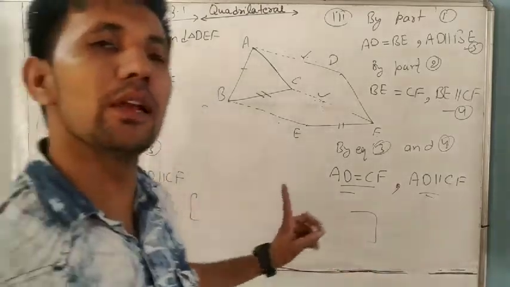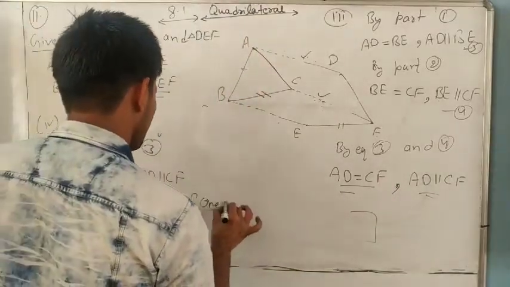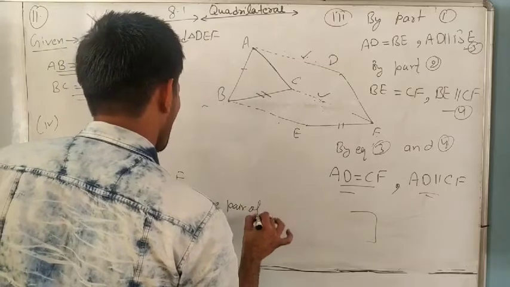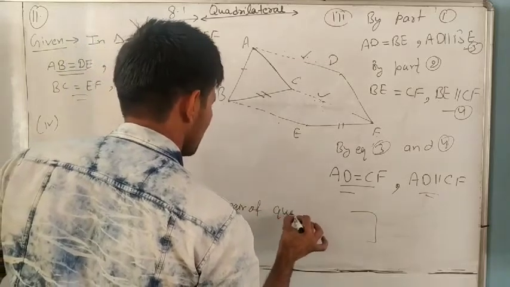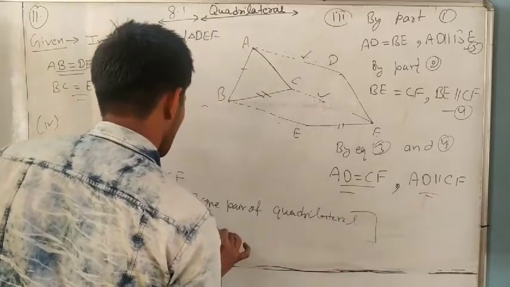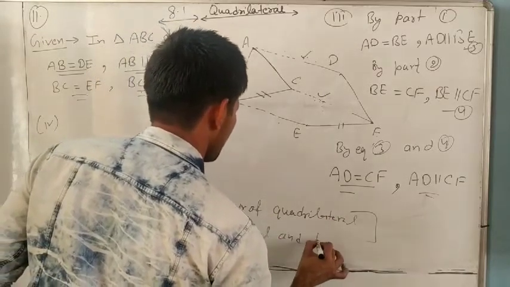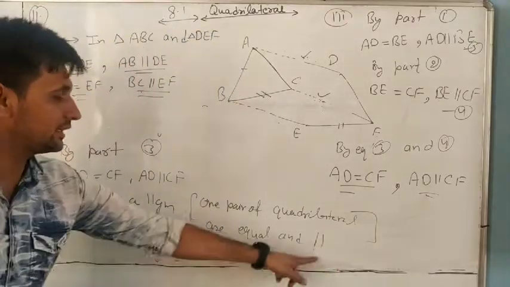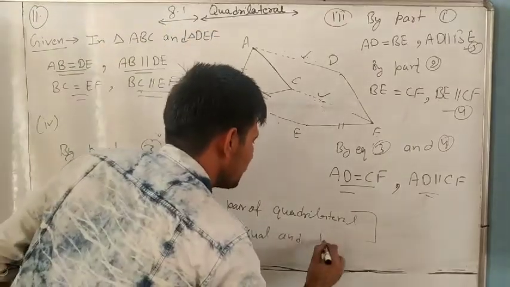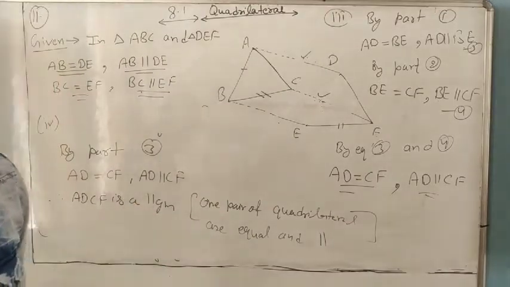This same reason we will write in the first part. What will we write? One pair of opposite sides of a quadrilateral are equal and parallel. This is the sign of parallel. Either you write this one or you can write parallel, these are the same. Okay, so the fourth part is also finished.